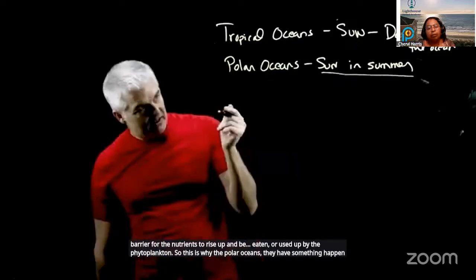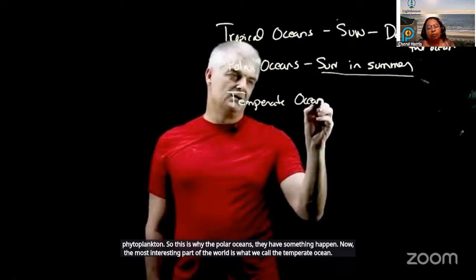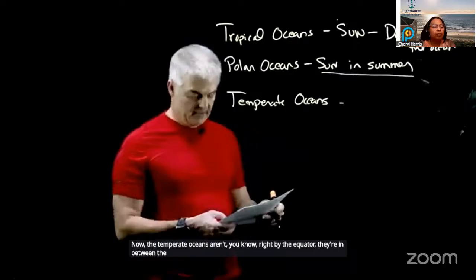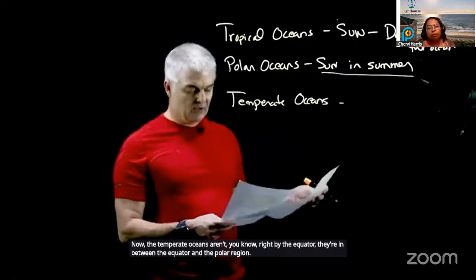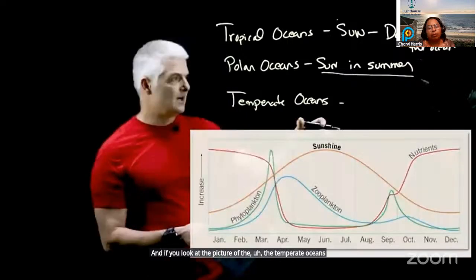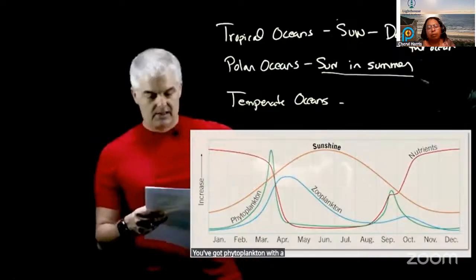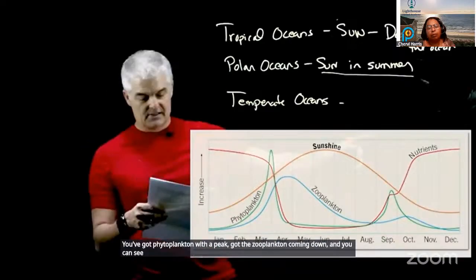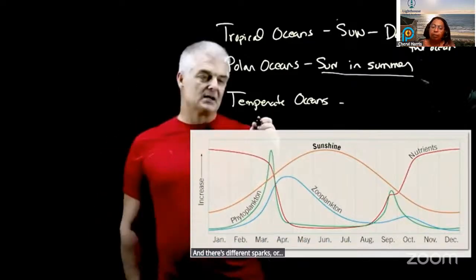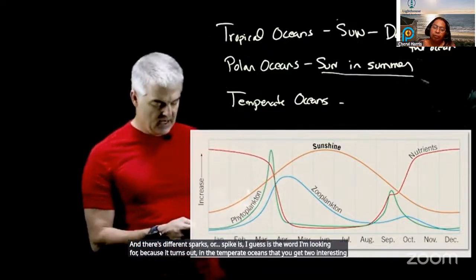Now the most interesting part of the world is what we call the temperate ocean. The temperate oceans aren't right by the equator. They're in between the equator and the polar regions. And if you look at the picture of the temperate oceans, it's complex. Look at that. You've got phytoplankton with the peak, the zooplankton coming down, and you can see the different times of sunshine, and there are different sparks or spikes, I guess is the word I'm looking for, because it turns out that in the temperate oceans you get two interesting things happening.